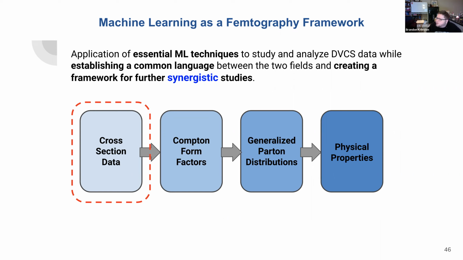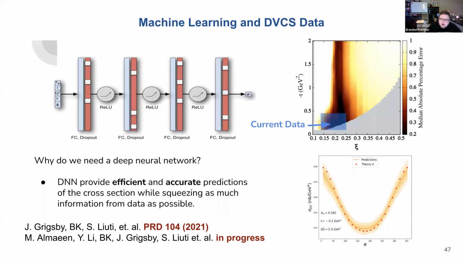And so I see us developing, for instance, machine learning techniques that will take us from data all the way to physical properties that we can extract. So we've done a little bit of this study so far, and we've looked at the utilization of deep neural networks to study extrapolation, generalizing the information learned on DVCS data to kinematic regions beyond the extent of the data.